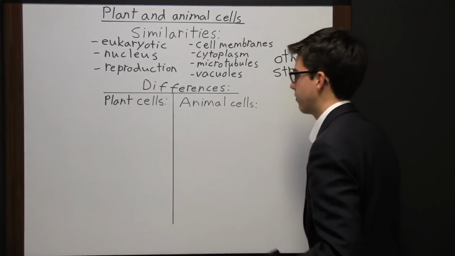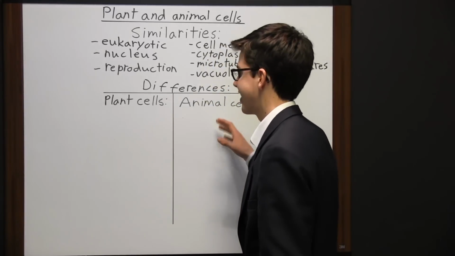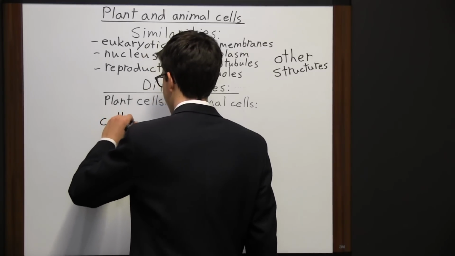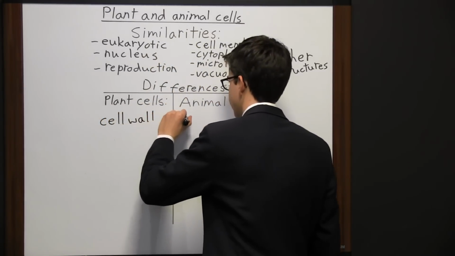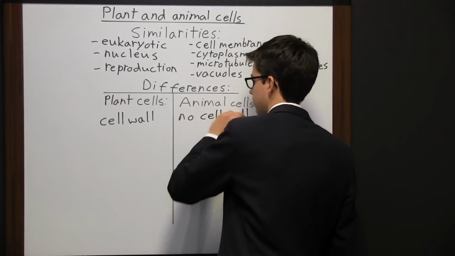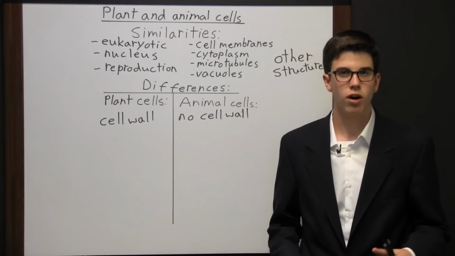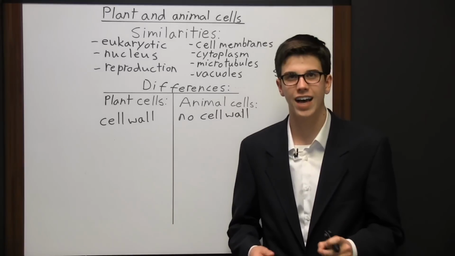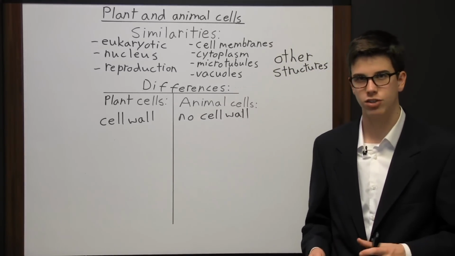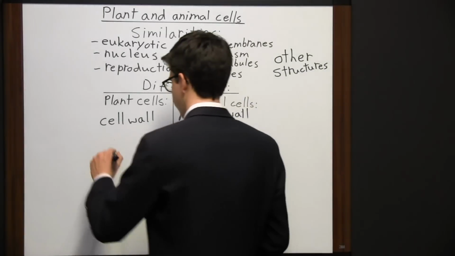Now they also have differences from each other. And so we have plant cells and animal cells. One huge difference is that plant cells have a cell wall. Animal cells have no cell wall. And so plant cells have a cell wall made of cellulose that can handle high levels of pressure within the cell, which can occur when liquid enters a plant cell. Now, plant cells have chloroplasts.